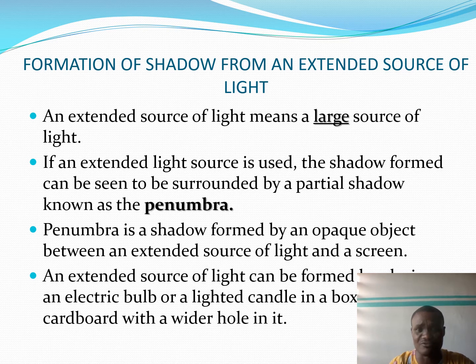Penumbra is a shadow formed by an opaque object between an extended source of light and a screen. So an extended source of light can also be formed by placing an electric bulb or a lighted candle in a box or behind a cardboard with a wider hole in it. This time around, the hole will not be small like what we saw in the point source of light.